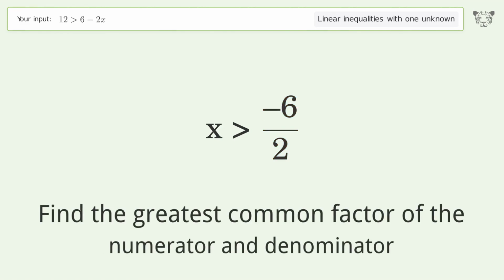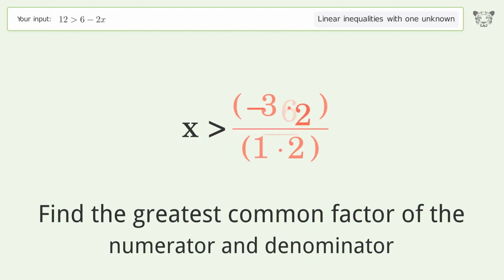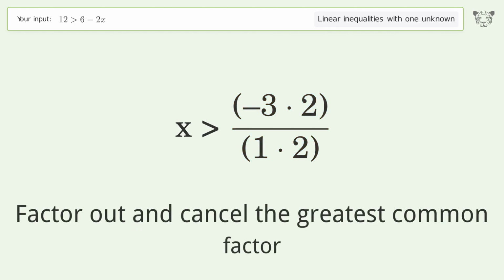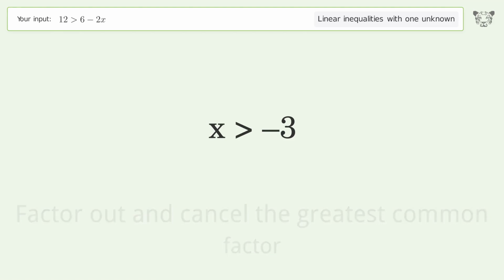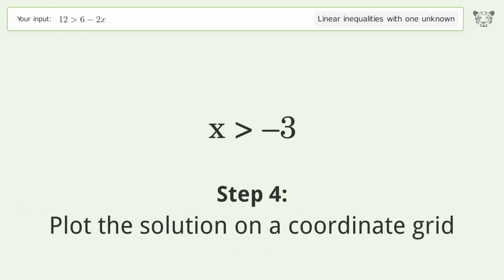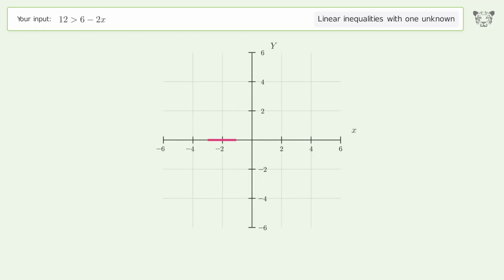Find the greatest common factor of the numerator and denominator. Factor out and cancel the greatest common factor. Plot the solution on a coordinate grid. And so the final result is x greater than -3.